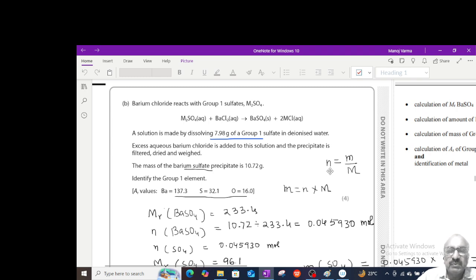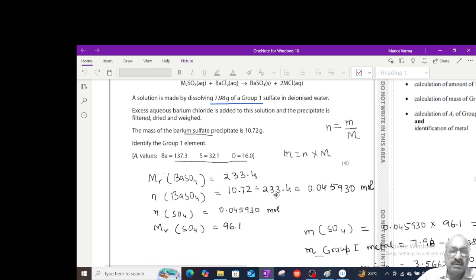Basically you are just using this formula: the number of moles is the mass upon the molar mass. If you rearrange it, the mass is equal to the number of moles times the molar mass. So to find the number of moles of barium sulfate, we divide the mass by the molar mass and we get the number of moles of barium sulfate, which is 0.045930 mole. At this stage there is no need to round off, we'll round off at the end.